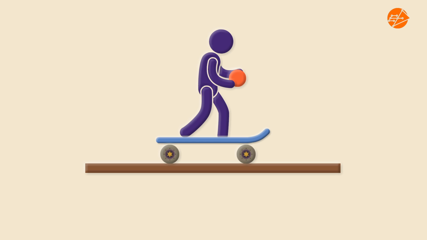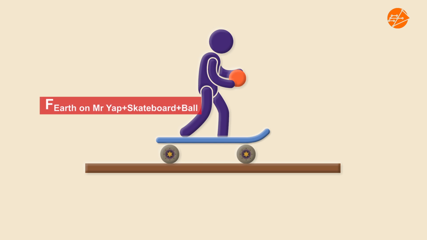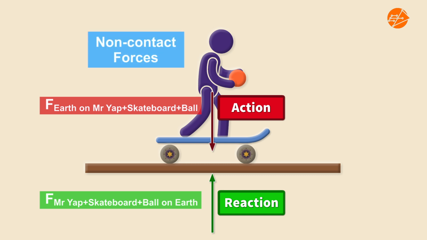When Mr. Yap is holding on to the ball before he throws it, there are a few forces acting on him, the skateboard, the ball, and the ground. The earth exerts a downward force on Mr. Yap, the skateboard, and the ball due to gravity. By Newton's third law, Mr. Yap, the skateboard, and the ball exert an equal and opposite upward force on the earth. These are known as non-contact forces.